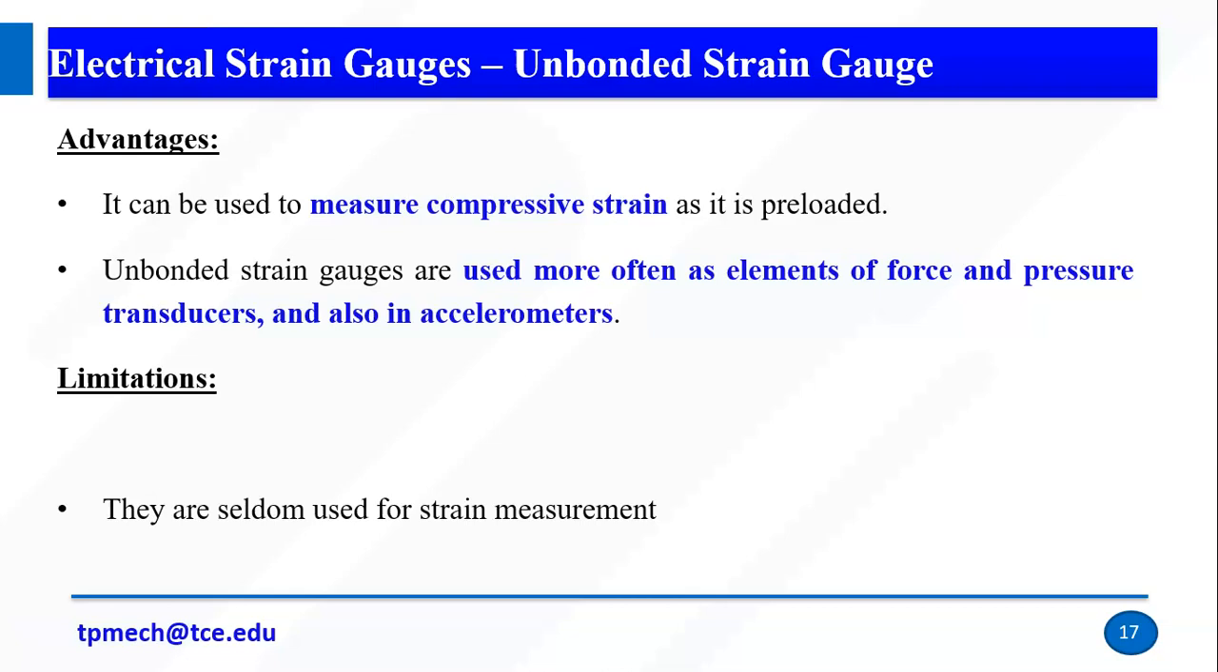Limitations are they are seldom used for strain measurement, so not often used. It is not a commonly used strain gauge, and it may be fragile or less popular. So these are some of the limitations of unbonded strain gauges. Normally we use bonded strain gauges.